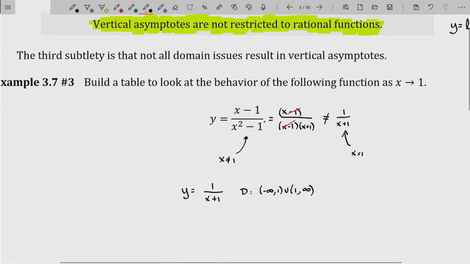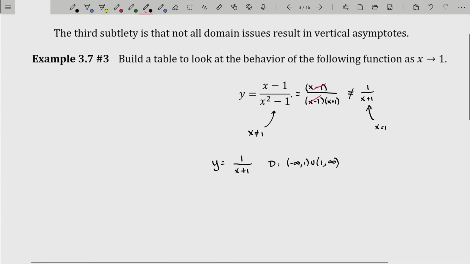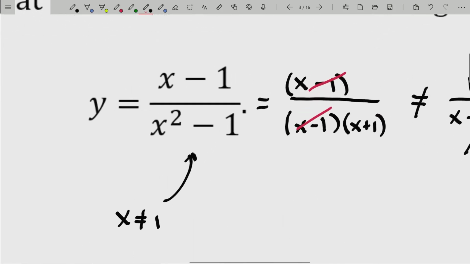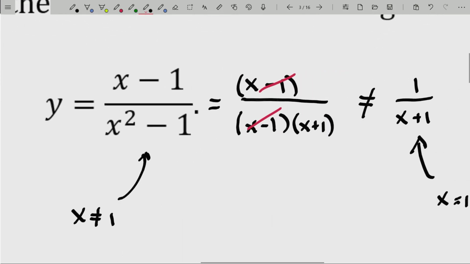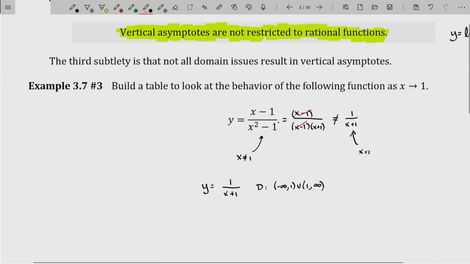And that is really the 3rd subtlety, that just because it looks like it should have a vertical asymptote, it's not necessarily true. It doesn't need to have a vertical asymptote if factors cancel, but you'll still have a domain issue there, but it won't be a vertical asymptote. A little convoluted, but there you have it.